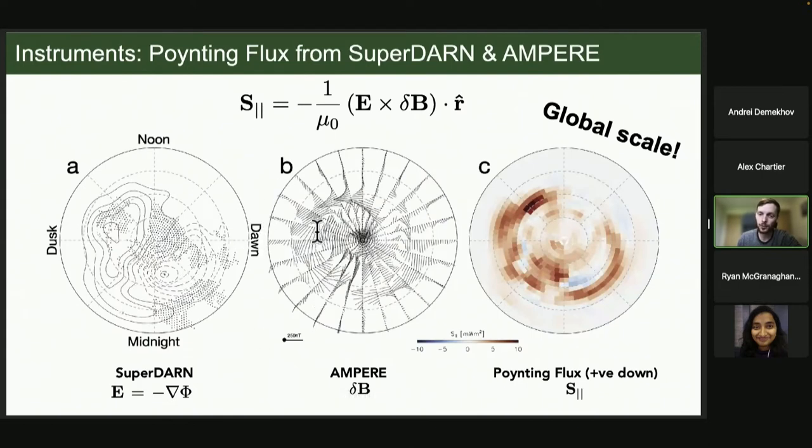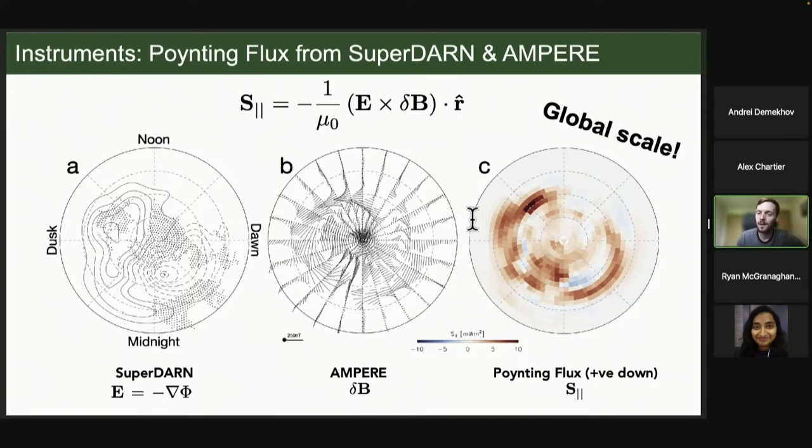So we take an electric potential slash electric field pattern from SuperDARN, we take the perturbation magnetic field pattern from AMPERE, and then we plug them into Poynting's theorem. And we can get a global instantaneous distribution of the Poynting flux for whenever this data is good. The resolution of these SuperDARN convection maps is typically 2 minutes, and AMPERE's is typically 10 minutes. So we can get one of these every 2 to 10 minutes. That's obviously really good for statistics because we can get a global snapshot every 2 to 10 minutes, which is really nice.